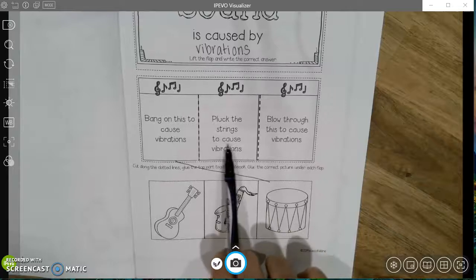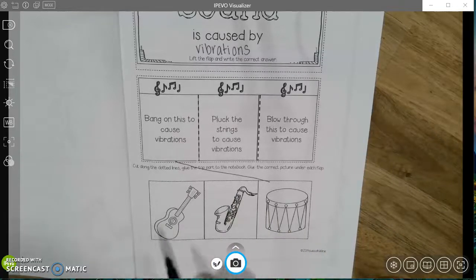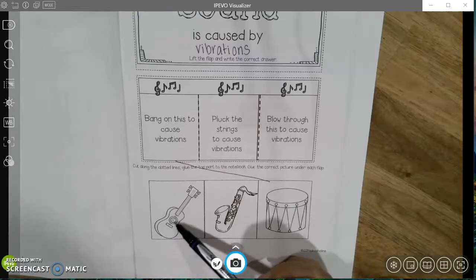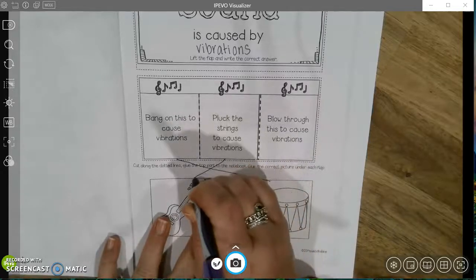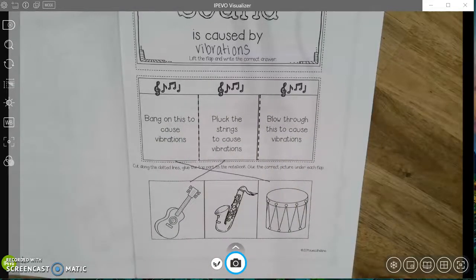Pluck the strings to cause vibrations. Do we pluck the strings on a guitar or on the saxophone? We pluck the strings on the guitar, right? These things right here are the strings. So we're going to draw a line from the second box to the guitar.